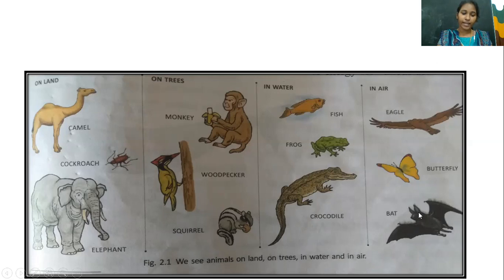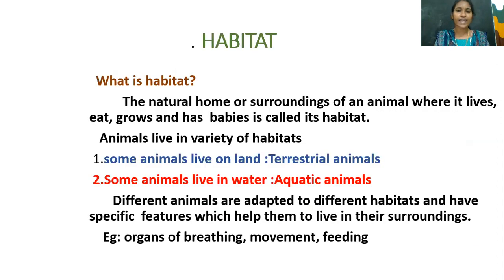So these are different types of animals. They live in different habitats. Okay. What is habitat? The natural home or surroundings of an animal where it lives, eats, grows and has babies is called its habitat.